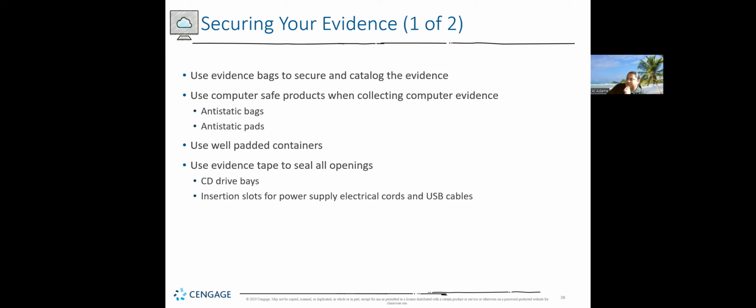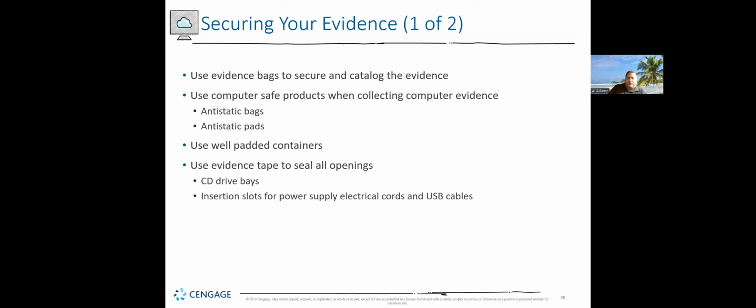Use evidence bags to secure and catalog the evidence. You see it on every cop show: they go through with forensic pens, pick stuff up, put it in bags, and tag it. Use computer-safe products when collecting computing evidence. That's kind of standard. You would use anti-static bags and anti-static pads. If you've bought computer equipment before, like video cards, they come in pinkish-looking plastic. This is just an envelope, but it's essentially what it would look like, with anti-static material on it. Use well-padded containers.